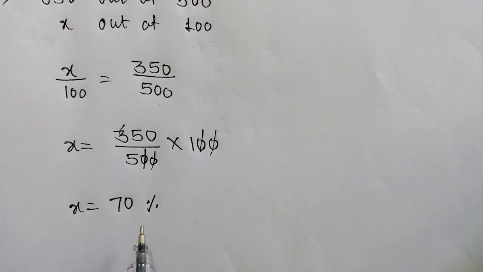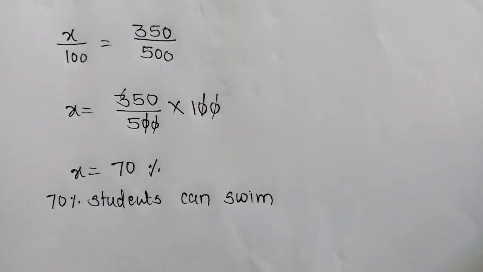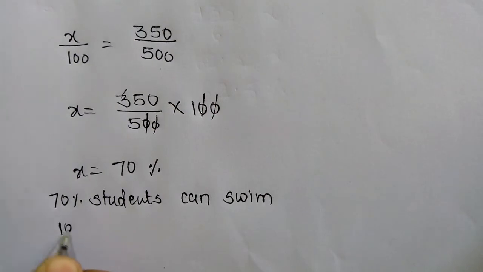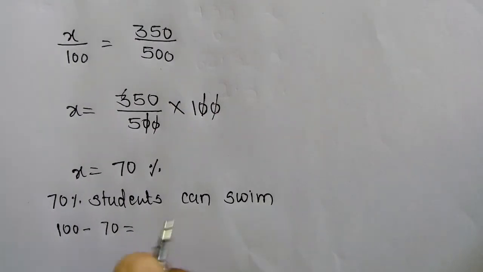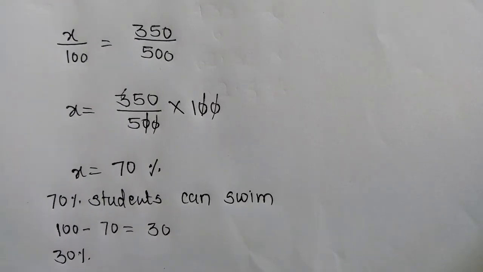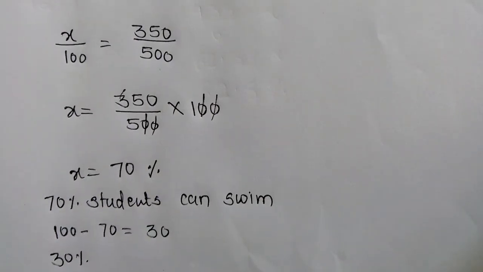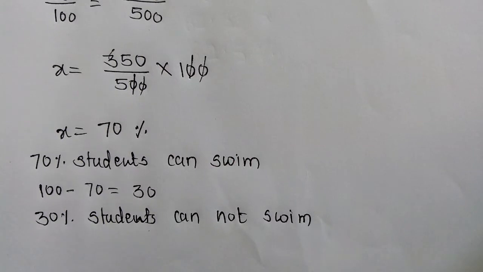If 70% can swim, means how many cannot swim? That also we have to find out. So what will we do? We have to subtract this 70 from 100. Then we will get how many cannot swim. So 100 minus 70 is equal to 30. So 30% students cannot swim. 30% students cannot swim and 70% students can swim. This is the answer of example number 2.